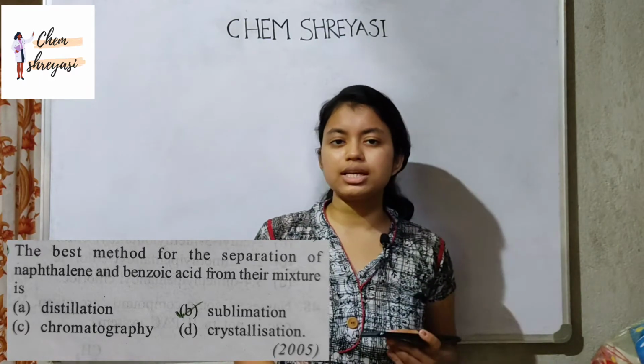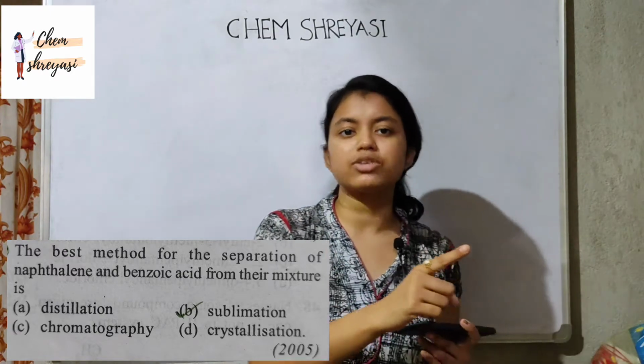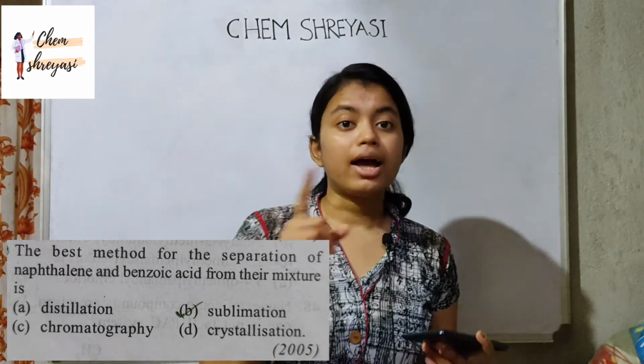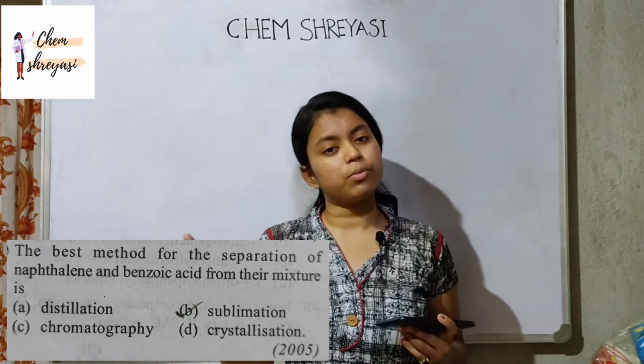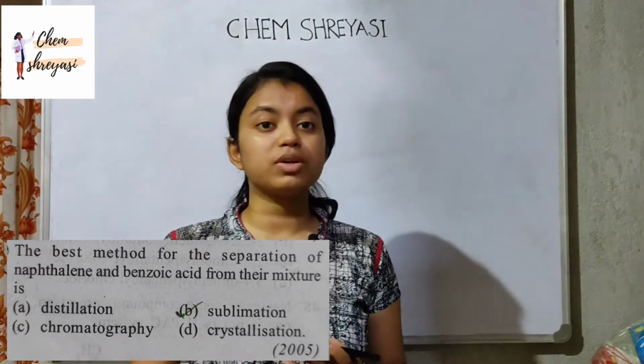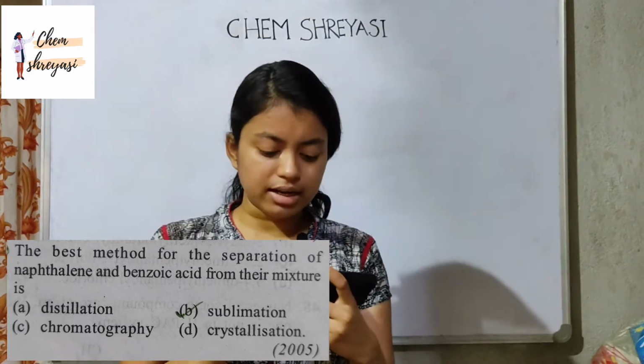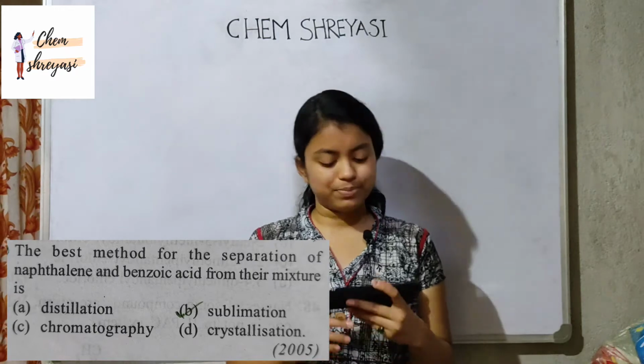So the sublimation technique is the best technique to separate them from their mixture, because one component is volatile, that is naphthalene, and the other component is non-volatile, that is benzoic acid. And benzoic acid is non-volatile because it forms a dimer. So in this case, option B, that is sublimation, is the right answer.